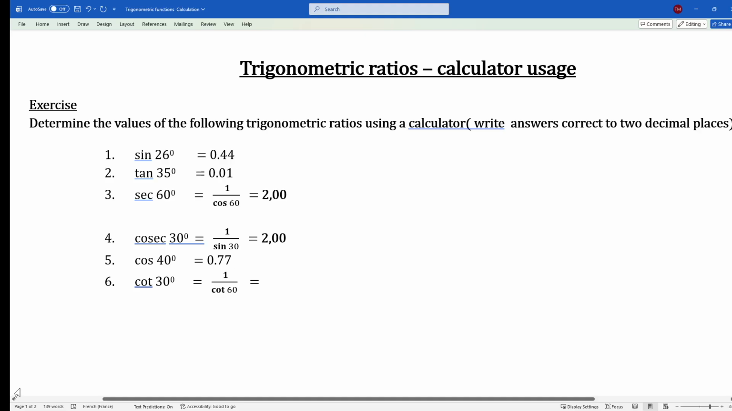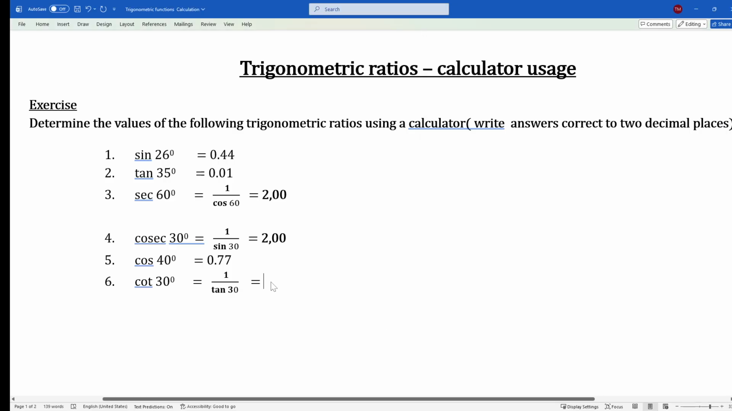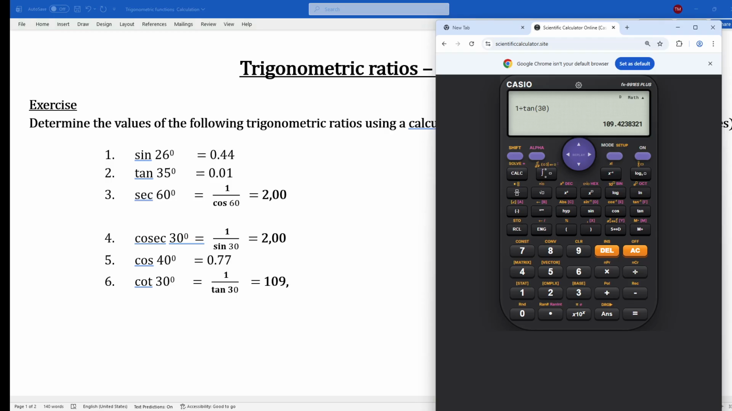The next one is cot 30 degrees, which when written, it will become 1 over tangent of 30 degrees, and when we do it on the calculator, knowing that tangent is a reciprocal of cot, we would now do the following and say 1 divided by tangent of 30 degrees, and that would yield to us 1,109, comma, let's check it again and confirm, 42.